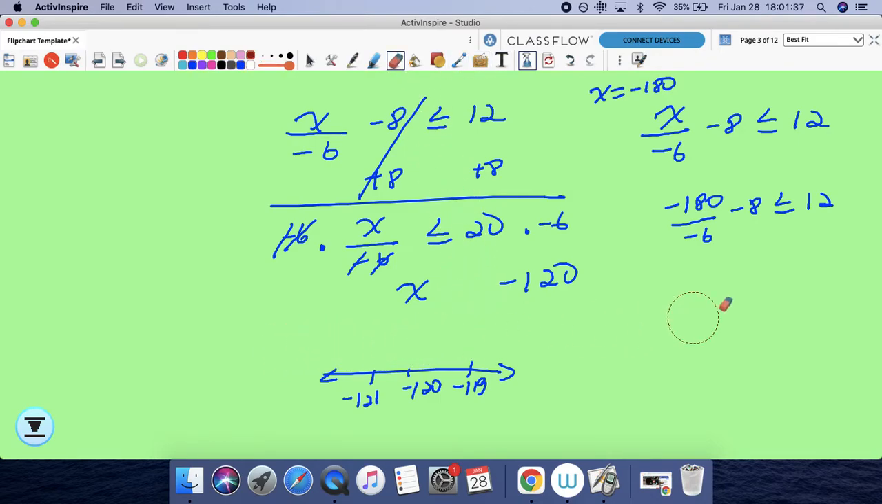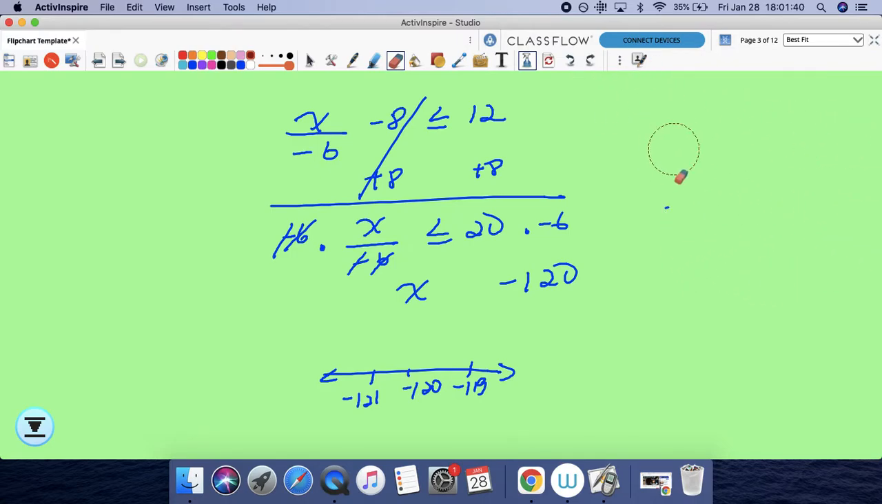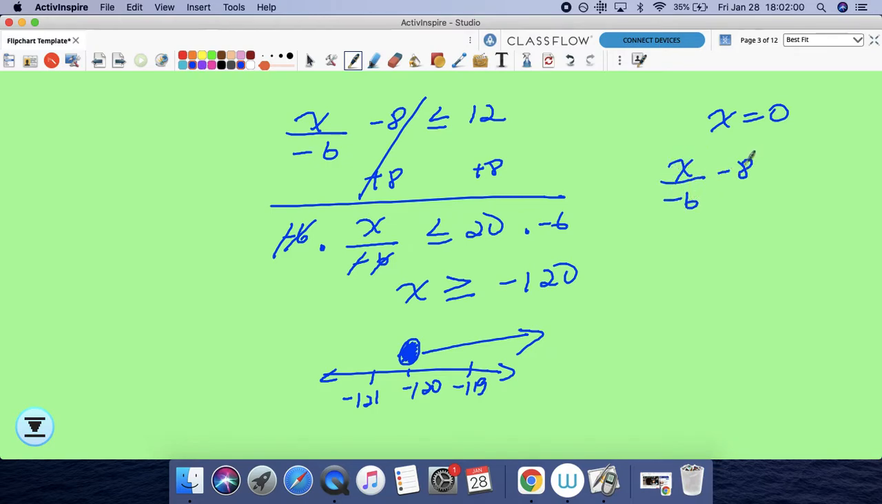Oh, that's why it's not working. So let me go back here. I multiplied both sides by a negative number, so that should have gone the other way. Still shaded, but we want numbers greater than negative 120, which is going to go that way. Now I'm going to switch my number, and I'm going to select x equals 0, because 0 is part of my solution. So x divided by negative 6 minus 8, less or equal to 12, and then I get 0 divided by negative 6 minus 8, less or equal to 12, and this one works out nicely. 0 divided by negative 6 is 0, minus 8 is negative 8, less or equal to 12, and that's true.